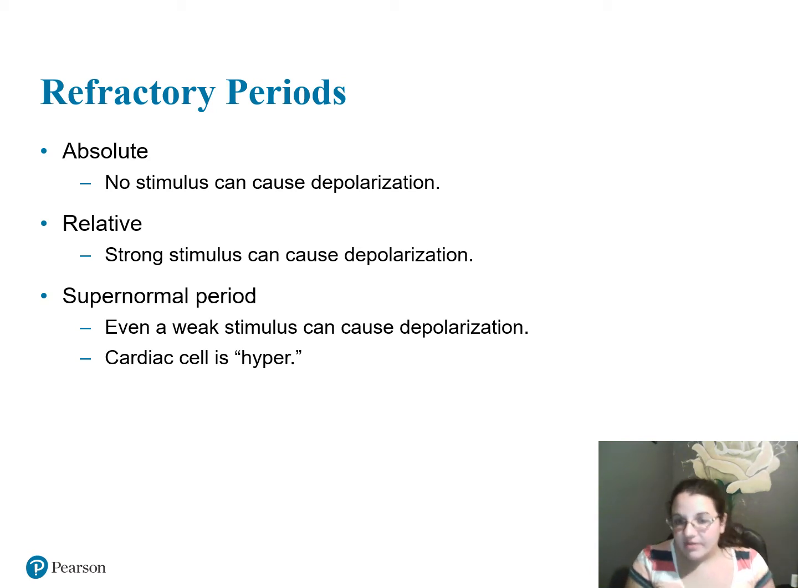So we have three phases. Absolute, meaning if I'm in the absolute phase, location of the heart, I will not take a second stimulus that can cause depolarization. If I am in a relative phase, that stimulus has to be strong for me to take it and cause depolarization. But if I am in the supernormal phase, even a weak stimulus can cause depolarization. This is your cardiac cell, and it is hyper.